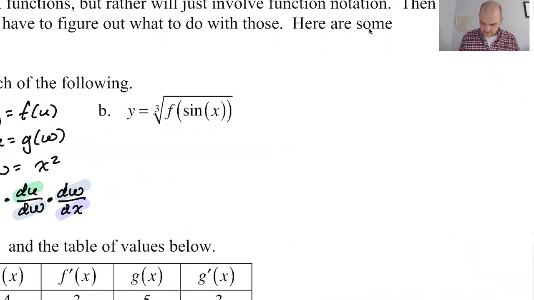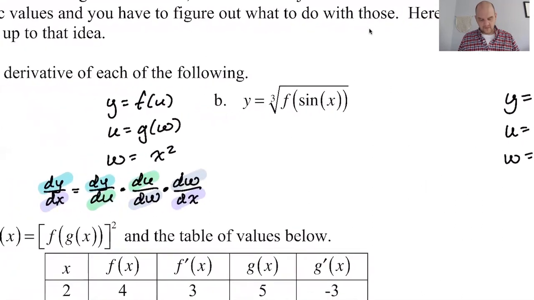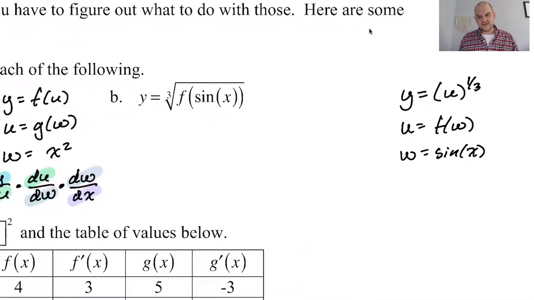Let's write them down. I'm going to say y is the cube root, but cube roots are terrible, so I'm going to say it's u to the 1/3. I'm going to say that u is equal to f of w, and w is equal to sine of x. All right, so it's the same over here. It's the same chain rule type situation, so I'm not going to write it.